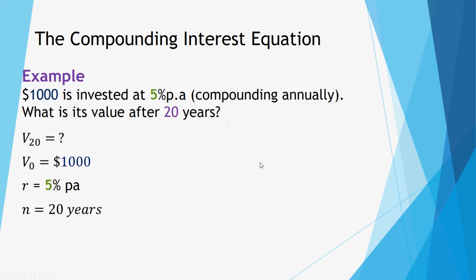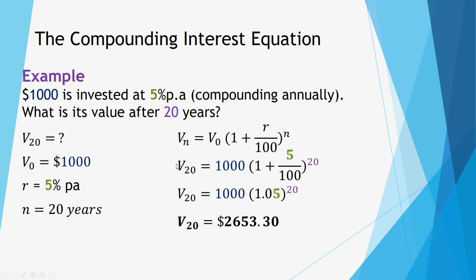Our final example, if I take our 1,000 that was being invested at 5% per annum, compounding annually, what will its value be after 20 years? We sub in our initial value of $1,000, our rate annually, compounding annually of 5%, and 20 years. So it's 1,000 multiplied by 1.05, the growth rate to the power of 20. And that gives us a return of $2,653.30, which, as you can see, is an interest above the 1,000 of $1,653.30. I hope this helps explain a little bit about the compounding interest equation.